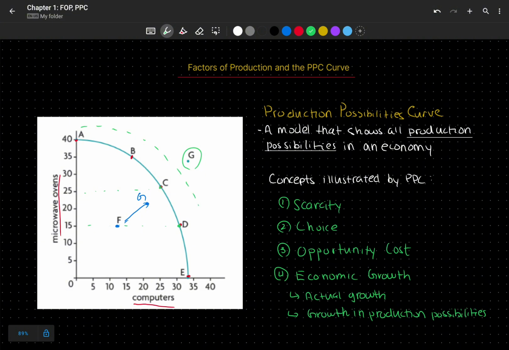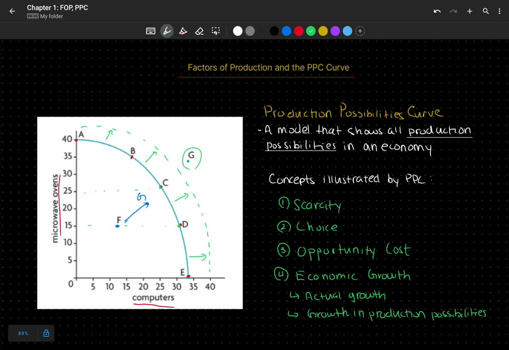So if the curve shifts outwards, like this, that illustrates a growth in production possibilities. Now, an important thing to distinguish here is that even though you have a growth in production possibilities, that doesn't necessarily mean you have actual growth.